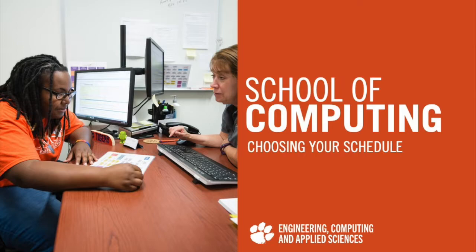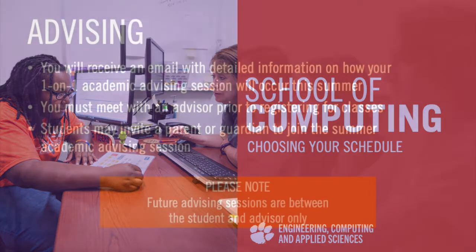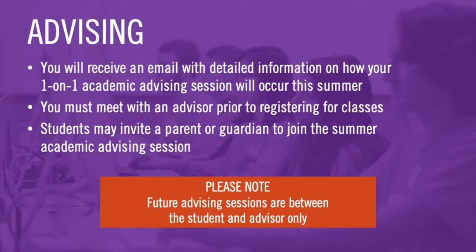In this video segment, we will prepare you for your orientation advising appointment with your academic advisor. You will receive an email giving you detailed information on how to connect with your academic advisor. Note that you must be advised prior to registering for classes. If you want, you may invite a parent or guardian to be part of your orientation advising process. Future advising sessions will be between you as a student and your academic advisor.